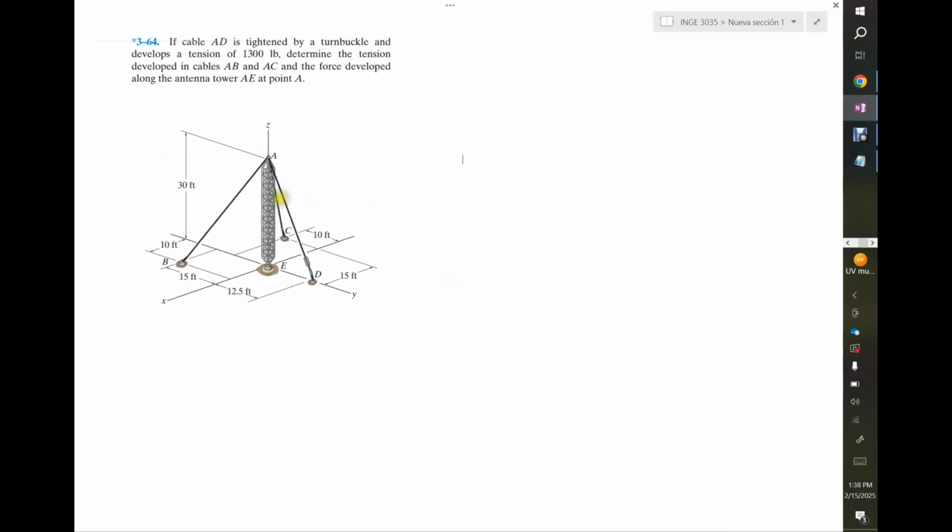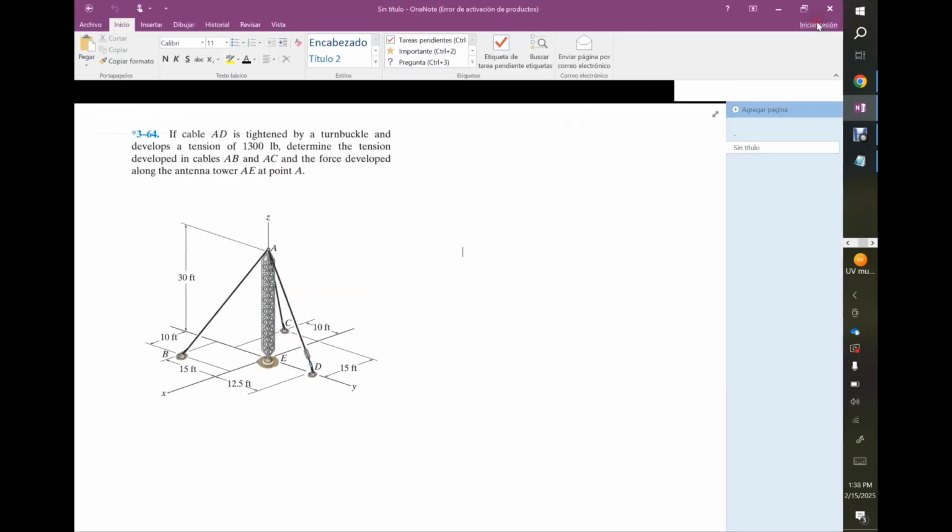I plan to discuss this antenna and what is happening with it. For example, we have here that Tensor AD has a particular force being developed at it, about 1300 pounds, and we need to determine the tension on the other tensor as well, but also the force along the tower for this as shown here. That is all nice, but before we deal with this kind of application, let me discuss a little bit the theory behind it.